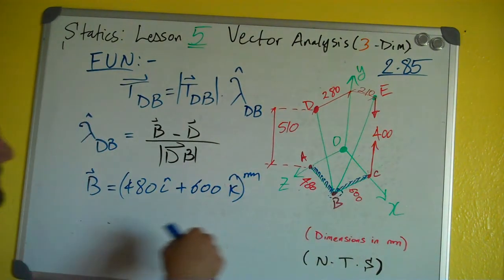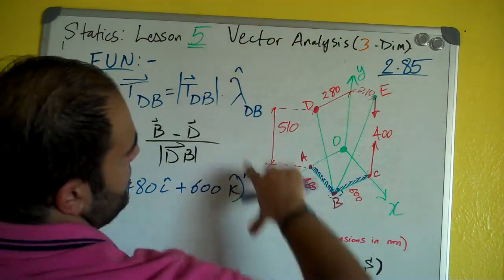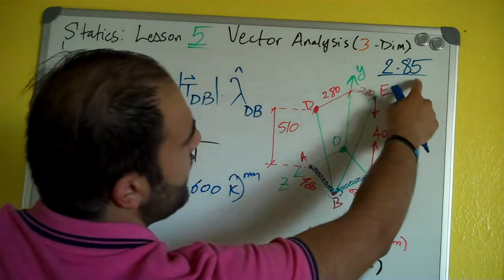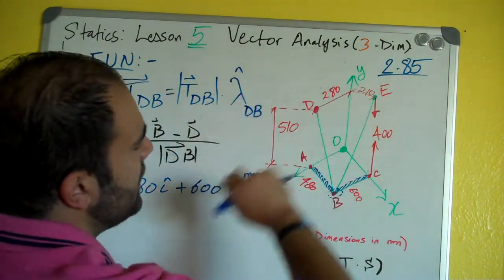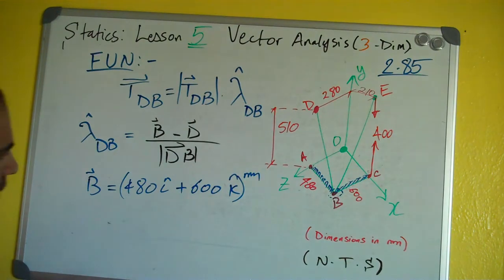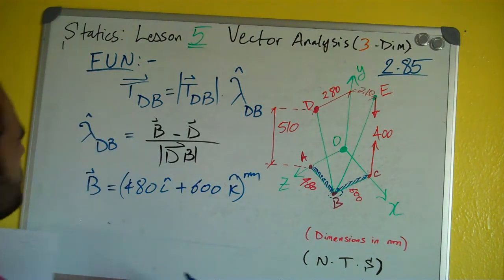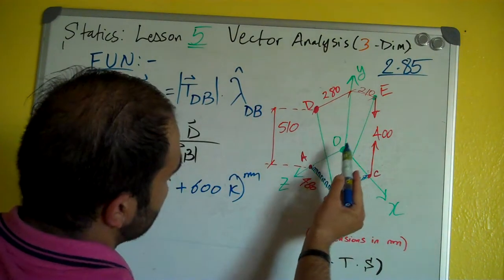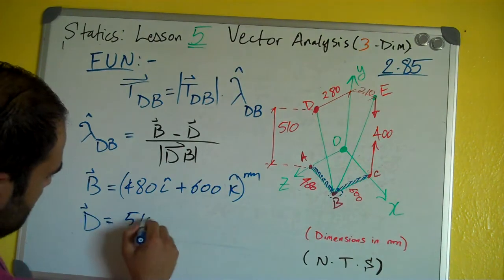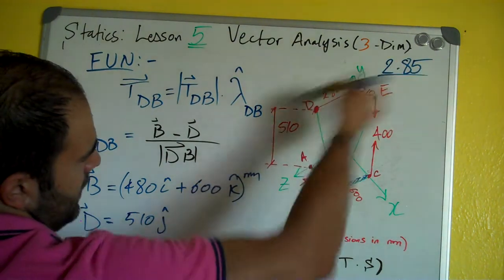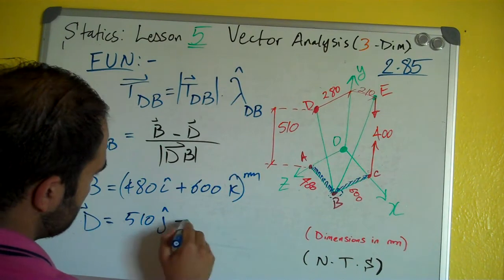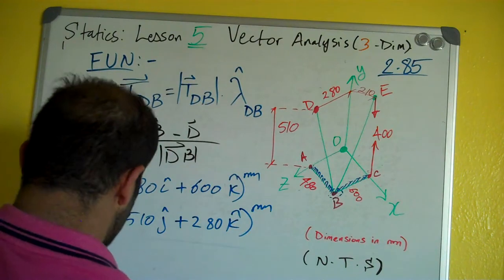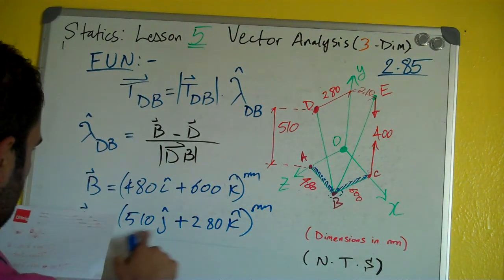The problem is really hard to draw in 3 dimensions, at least for me, and that's why sometimes you make a lot of mistakes. If you Google problem 285, you're going to see it looks much better than my drawing. I tried my best, but I'm awful when it comes to 3 dimensions. And D is now going to be 510 in the J direction, going 280, so 280 K direction, millimeter. Let's see if this is right. 510, 280, right.